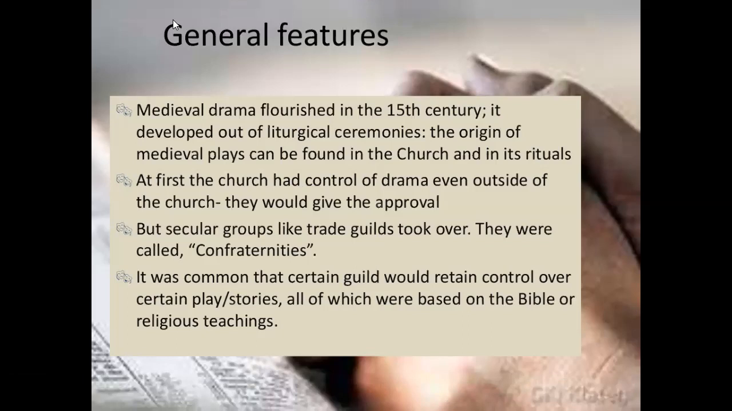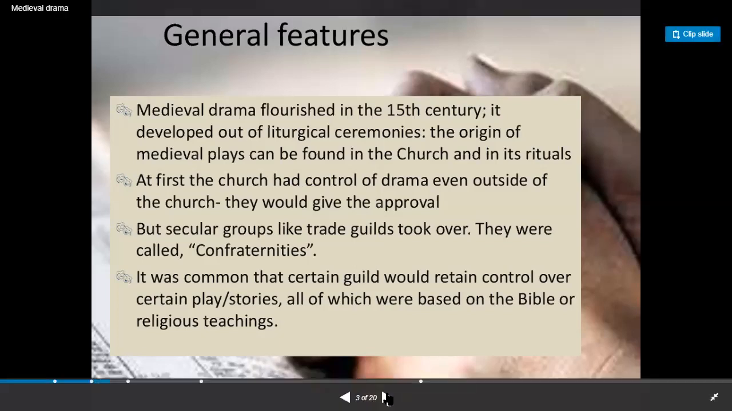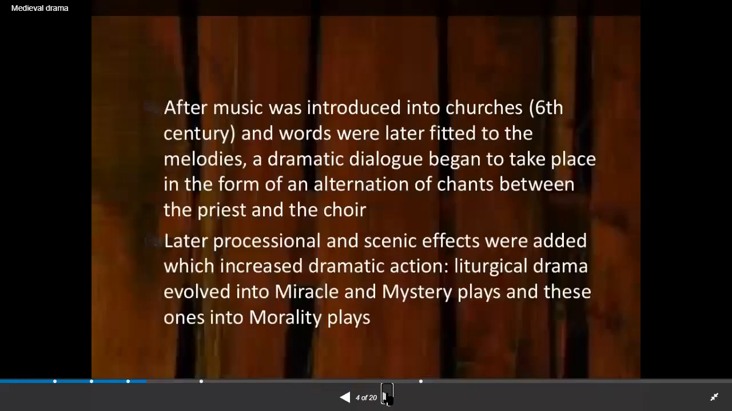It was common that certain guilds would retain control over certain plays and stories based on the Bible or religious teaching. So it's not that they were all secular. After music was introduced into churches in the 6th century, the words were later fitted into the melodies, and dramatic dialogues began to take place.